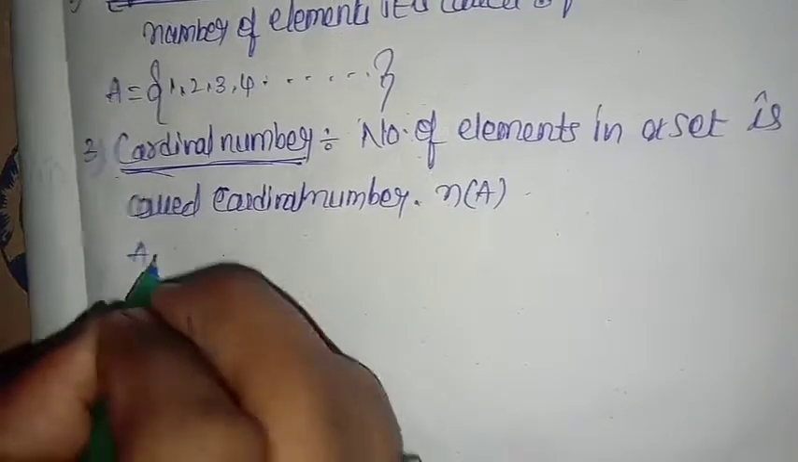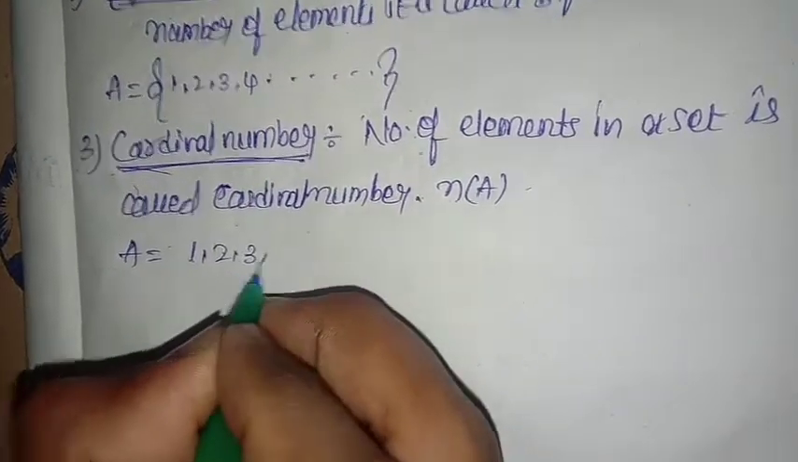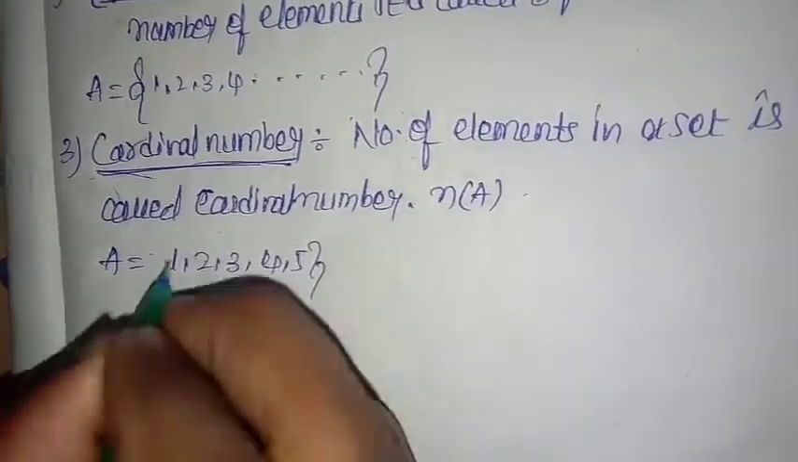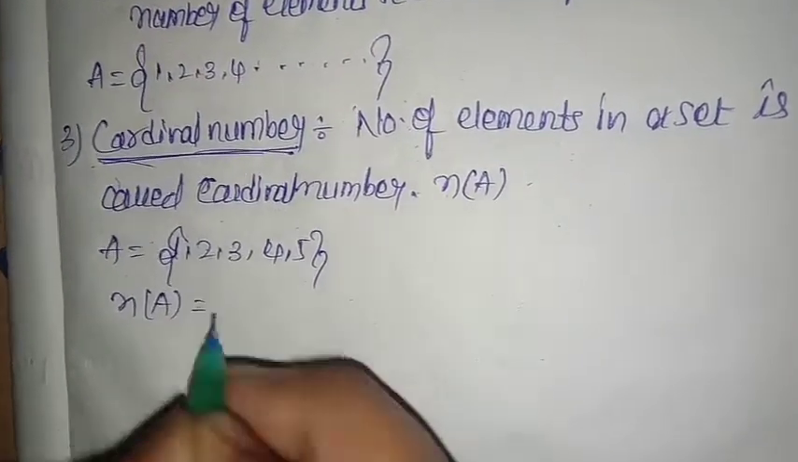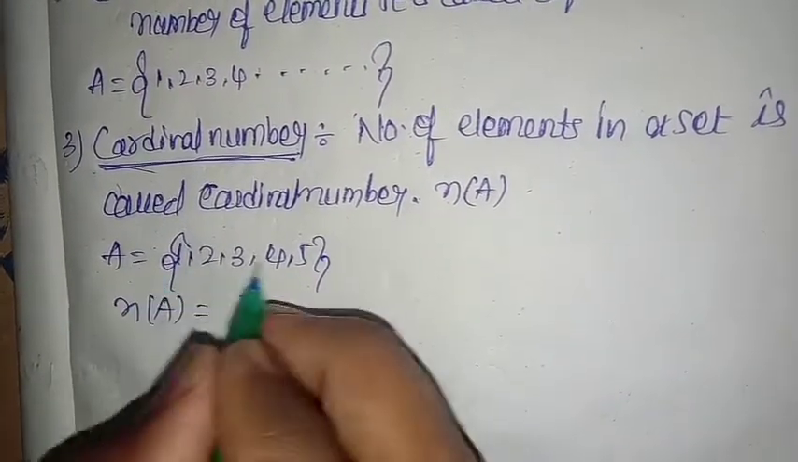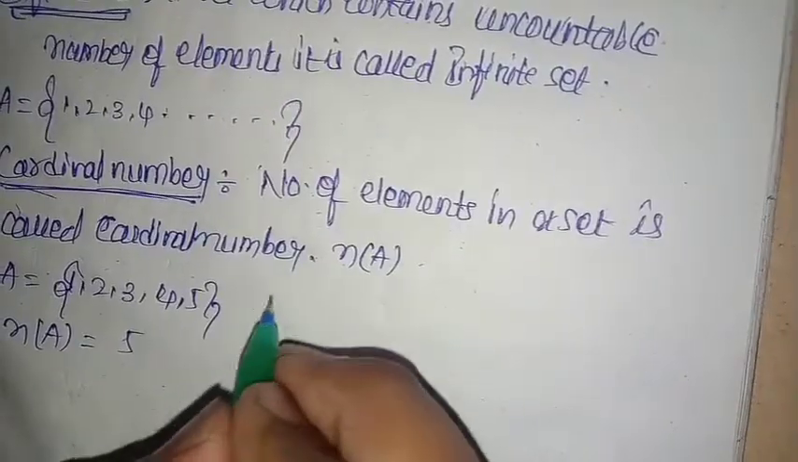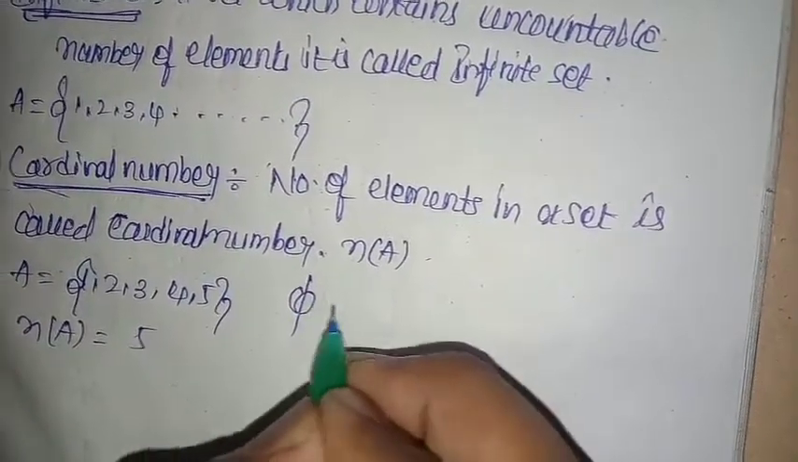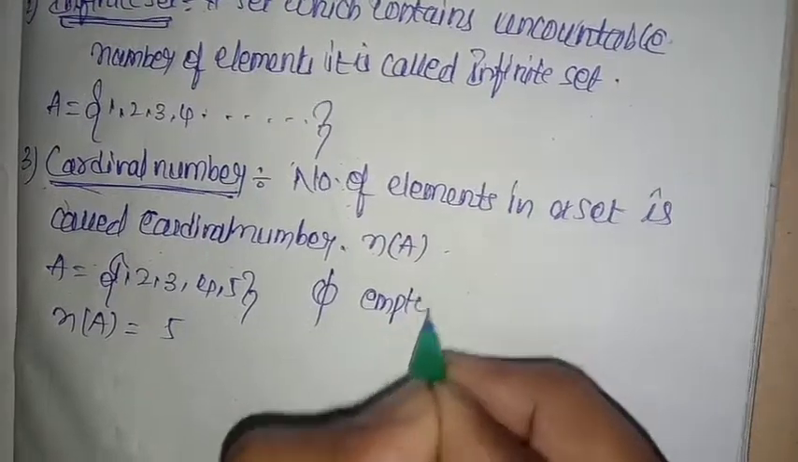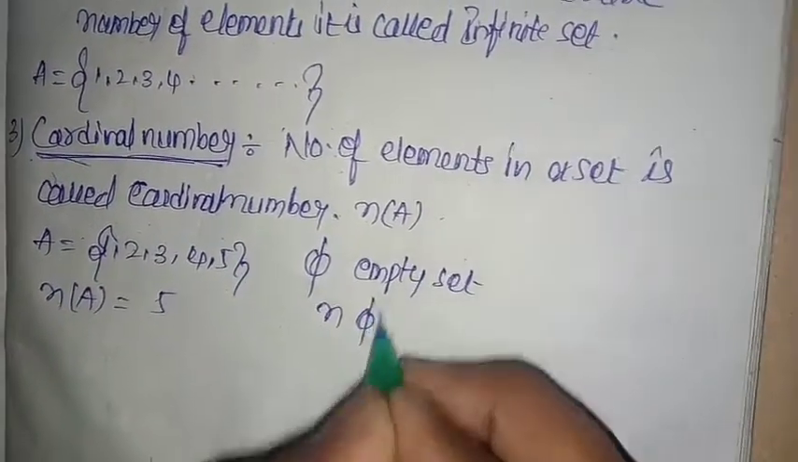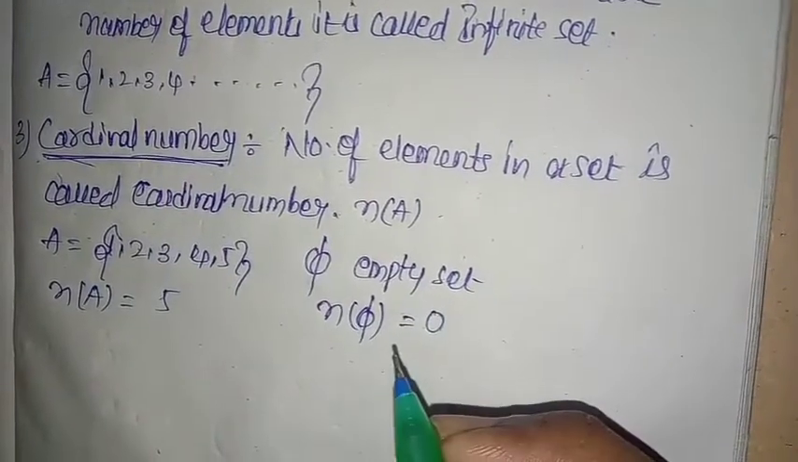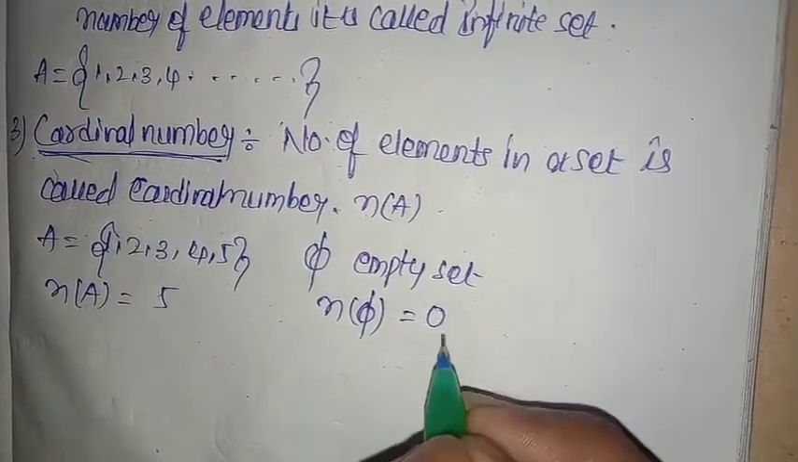First, when you take an example, A equal to 1, 2, 3, 4, 5. It is a set. Its cardinal number, that means n of A, equal to 5, because 5 elements are there. When you take an example phi, it is an empty set. An empty set has no elements. So n of phi equal to 0. There is no element, so it is 0.